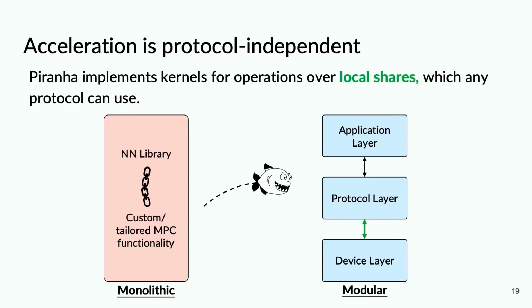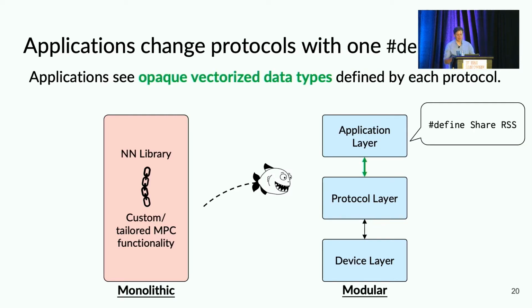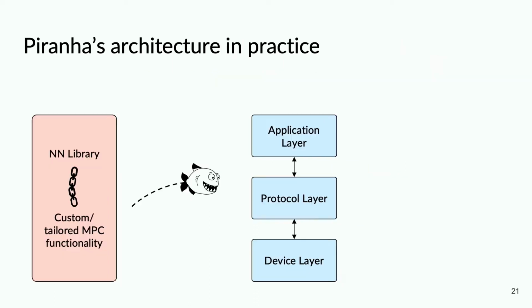And this all works because LSS protocols, in essence, use the same local building blocks and differ mainly in how they apply local operations on their secret shares and how they communicate with other parties. And on the application side, applications just see data managed by multi-party computation protocols as just some sort of opaque data type that they can switch out with a single define. So this makes Piranha applications entirely agnostic to future changes in state-of-the-art multi-party computation.